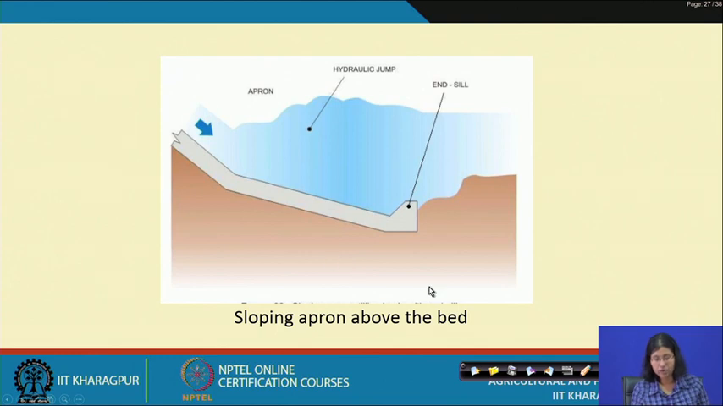So, a sloping apron is provided above the bed. Like this, and this is the end seal, and this is the hydraulic jump. The apron is going like this, and this is the slope.